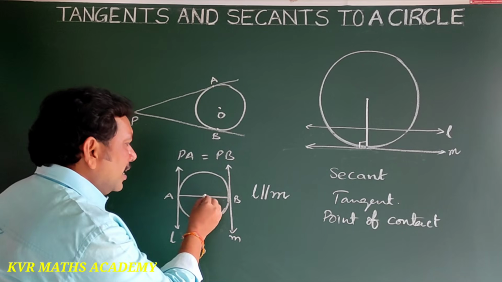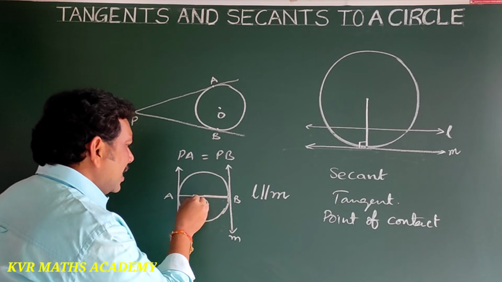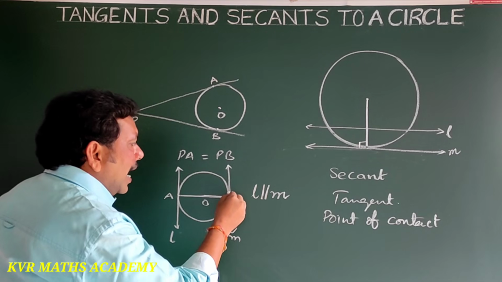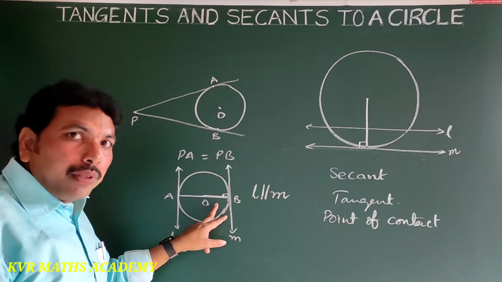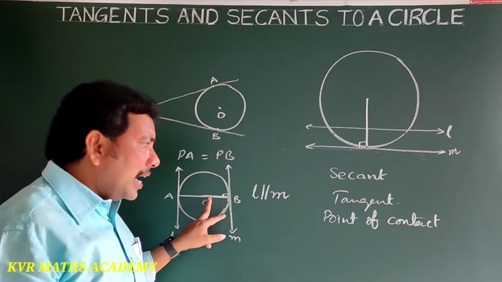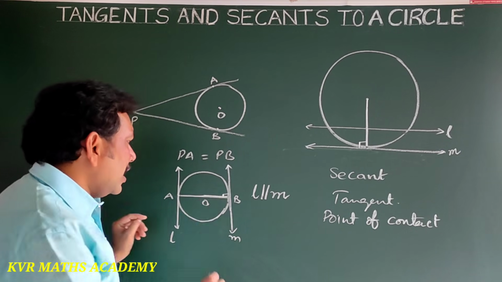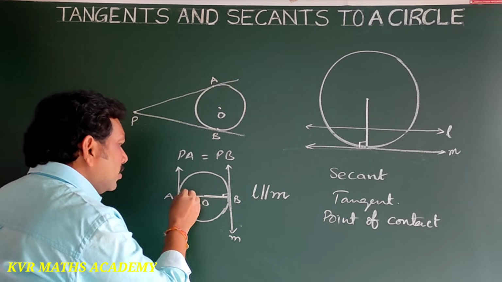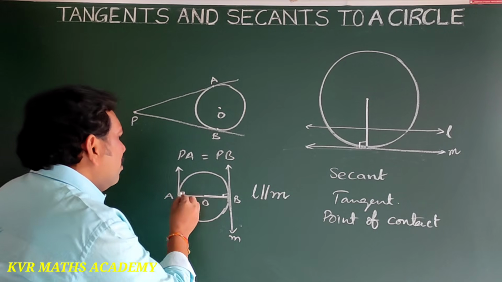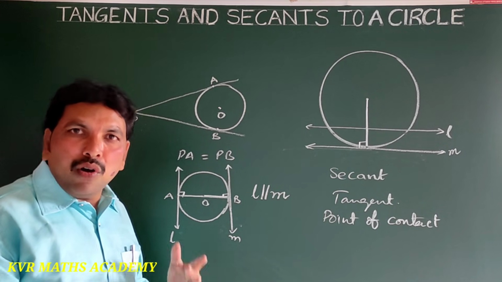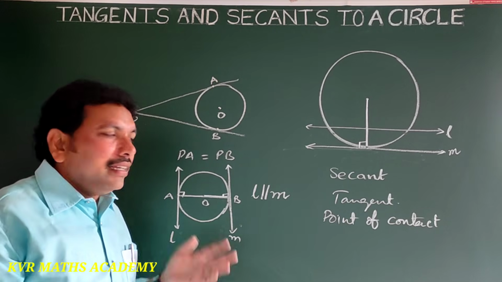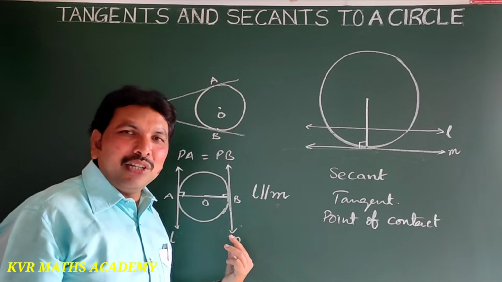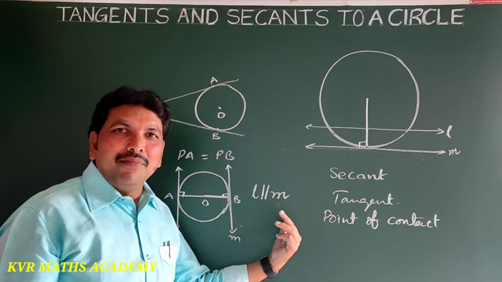Why? Because OB is the radius and OA is also a radius. As I told you, the tangent to a circle is perpendicular to the radius at the point of contact. So OB is perpendicular to M. Next, OA is also perpendicular to L. OA and OB are the halves of the diameter. So that's why L is parallel to M. Understood? L is parallel to M.